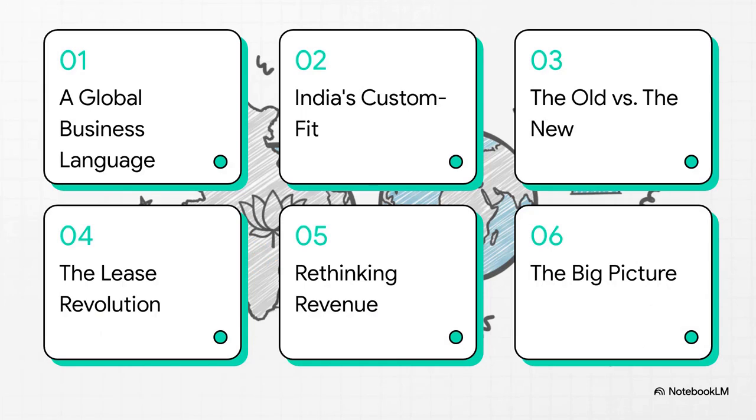So, here's how we'll break it down. We'll start with why we need a global business language, then see how India created its own version. We'll compare the old rules to the new, zoom in on two game-changing updates for leases and revenue, and then wrap up with the big picture implications for businesses across India.